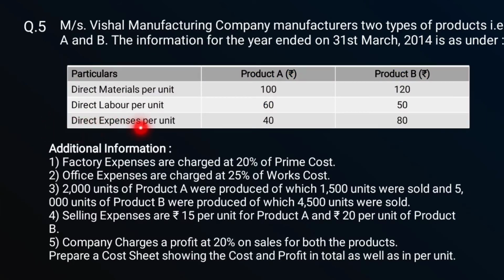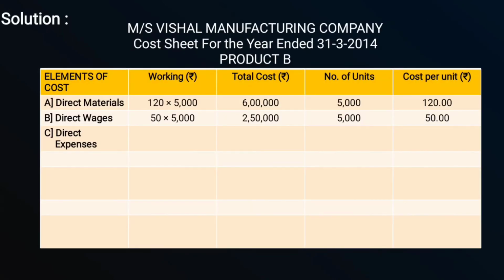Next, direct expenses. So direct expenses per unit for product B is given as 80 per unit and number of units are 5000 for product B. So we'll record it. Part C, direct expenses. Working will be 80 cost per unit into 5000 units. Total cost will be 4 lakhs. Number of units will be 5000 and cost per unit will be 80 per unit.